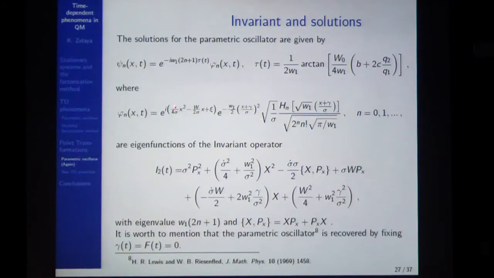The new potential is the parametric oscillator, and the new solutions are just given by this. These are the local phases. This is basically the time-dependent normalization; it acts like a normalization constant, and this is the invariant operator. In the special case that gamma and f, the external force, are 0, we recover the result of Lewis and Riesenfeld. In this way, we didn't need to use any ansatz or any other trick. It's just mapping properties, just exploring properties of the point transformation. So it's as simple as that.